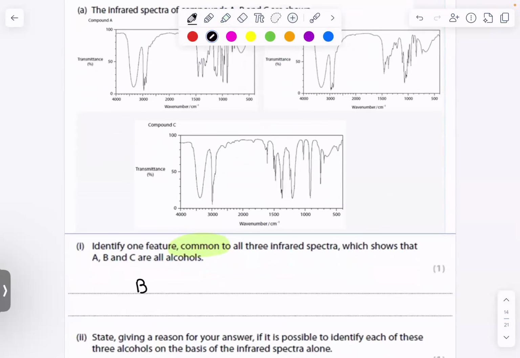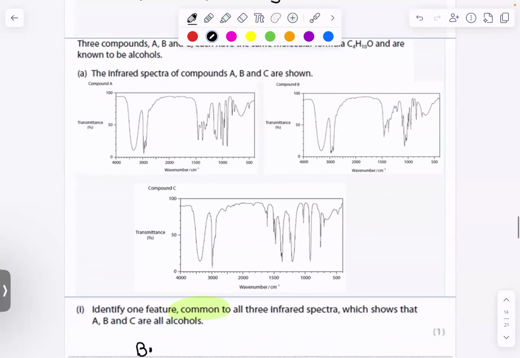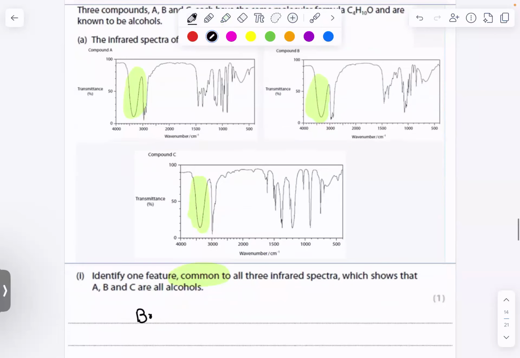So you will write broad peak. I have highlighted it: broad peak for OH at 3750 to 3200 centimeter minus 1.